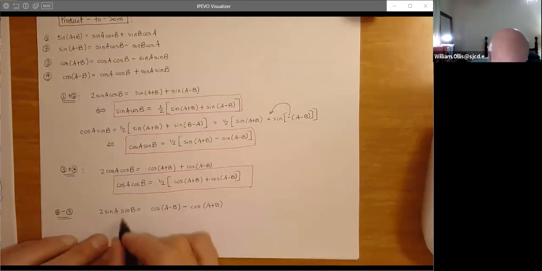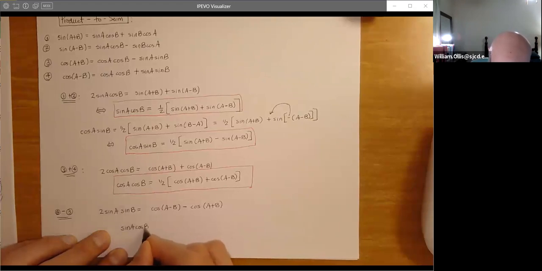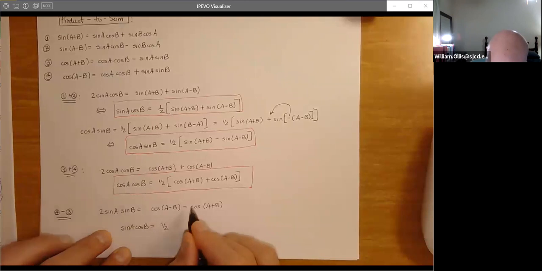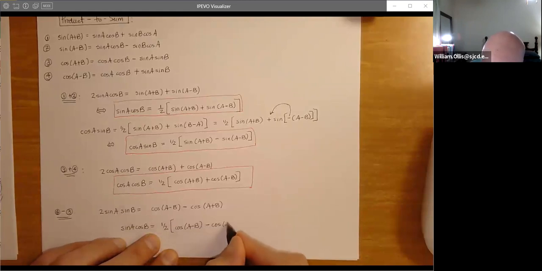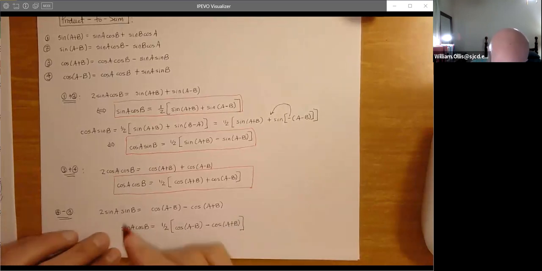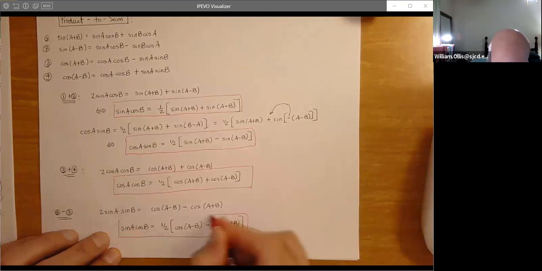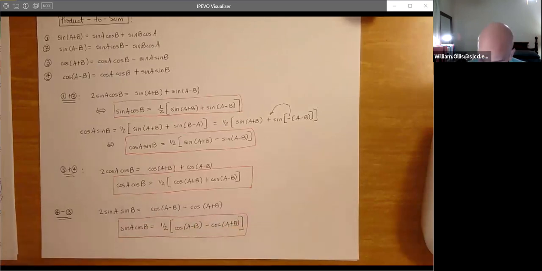So now if we divide by 2, we get sine A cosine B equals 1/2 cosine A minus B minus cosine A plus B. So the key here, ladies and gentlemen, again, at this point you'll get some practice with these, but you won't see these in the true light. You'll look at this and say, well, yeah, so what? We've got the new identity.